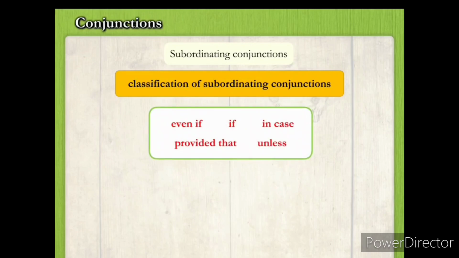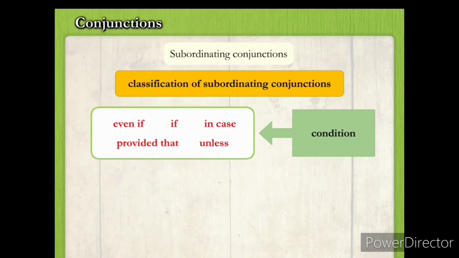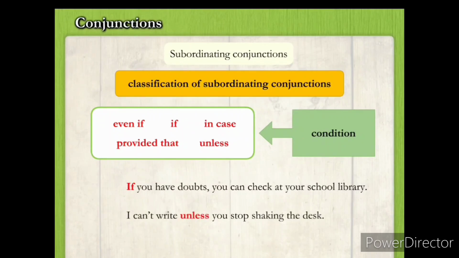Subordinating conjunctions like even if, in case, provided that, and unless are used to show condition. Look at these sentences. If you have doubts, you can check at your school library. I can't write unless you stop shaking the desk.